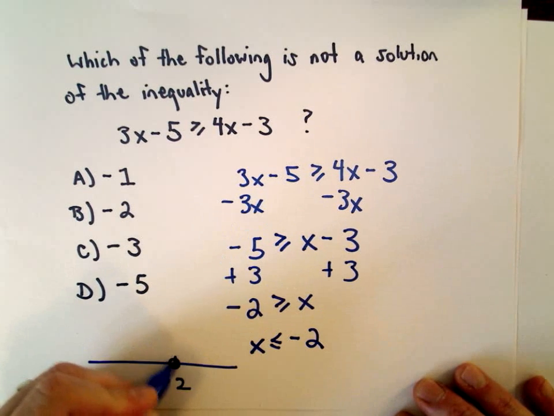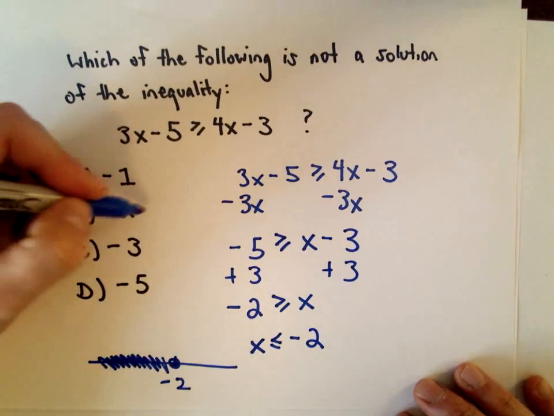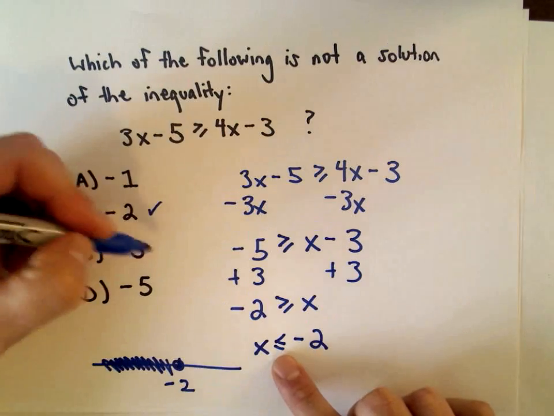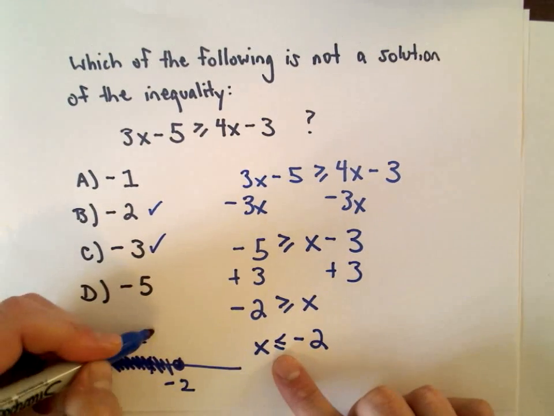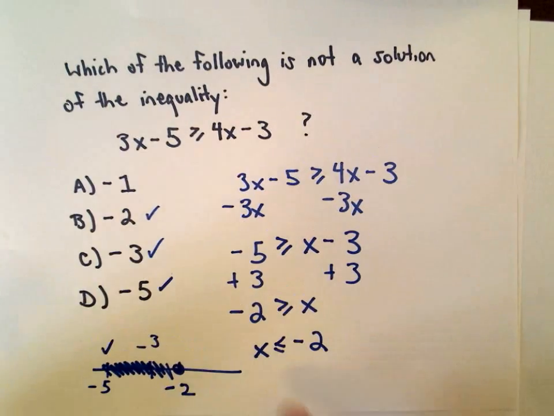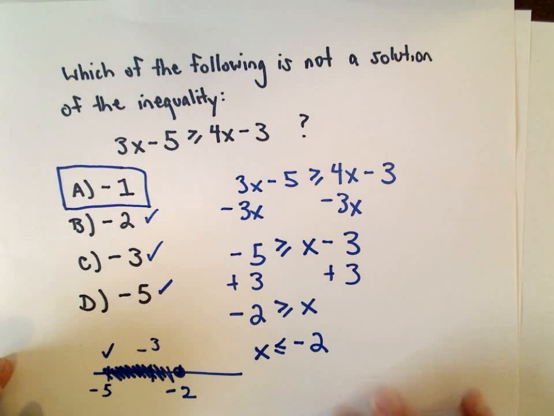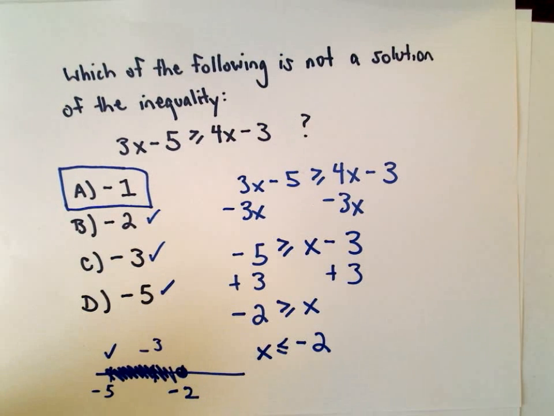So there's -2 on a number line. It says we can use numbers smaller than that. Those will work. So it can be less than or equal to -2. -3 would certainly be over there and work. -5 would certainly be over there and also would work. So the solution that doesn't work would be answer choice A. X equals -1 would not be a solution of that inequality.